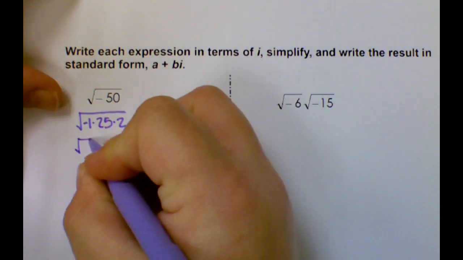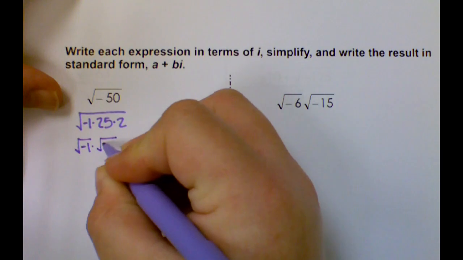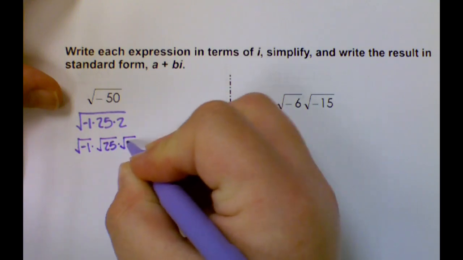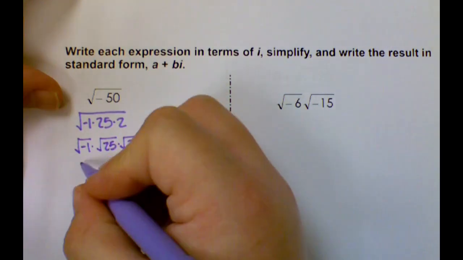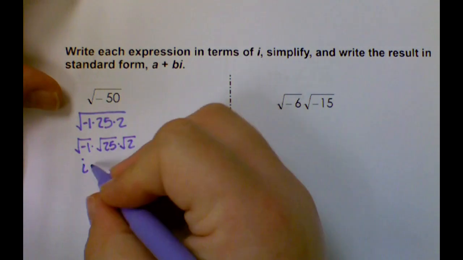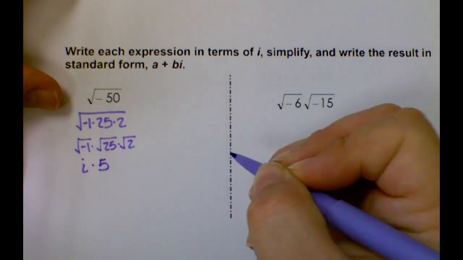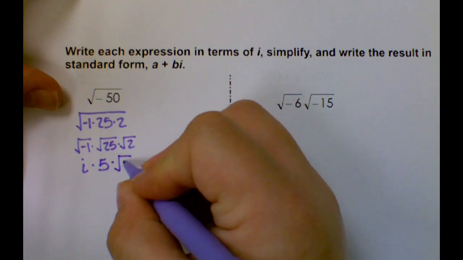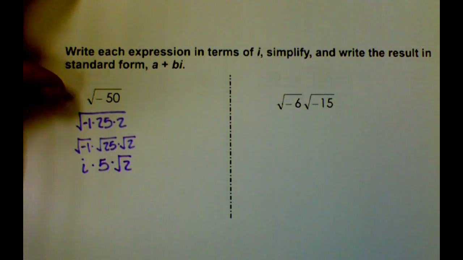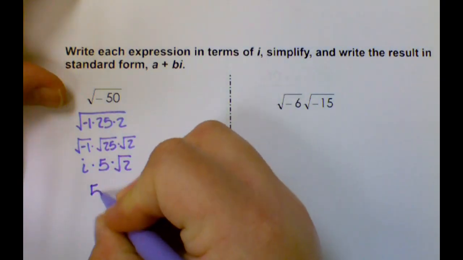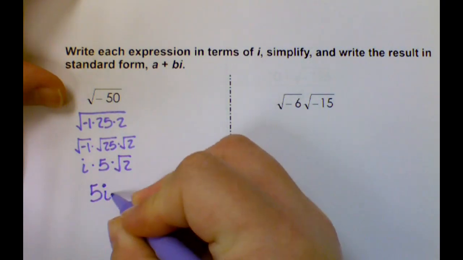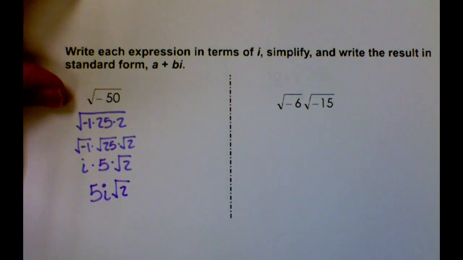And then remember, with our square roots, we can break it into separate square roots. Because I know the square root of -1 is i. I know the square root of 25 is 5. And the square root of 2 is stuck. Now, the technically accepted way to write these is to put the 5 first, and then the i, and then the square root portion last. So 5i square root 2.